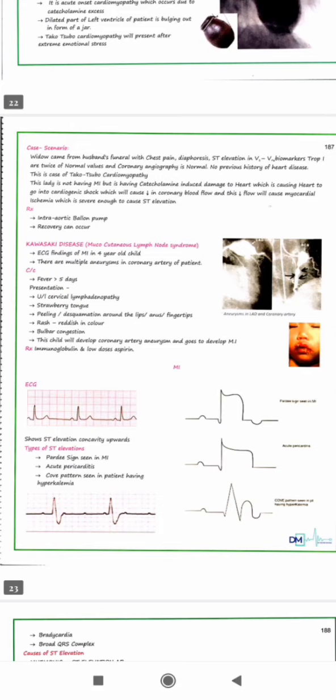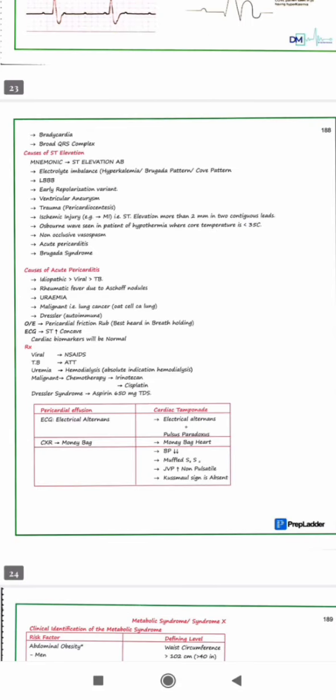Now in acute pericarditis the Cove pattern is seen. The causes of ST elevation we can remember by the mnemonic ELEVATION, that is electrolyte imbalance, LBBB, and the rest of these. Now the causes of acute pericarditis are idiopathic and others. Investigation of choice over here. On examination, we're going to find the pericardial friction rub. The ECG will give ST elevation along with concave shape. Now the cardiac biomarkers will be normal. Now the management will be viral. TB we're going to check, uremia and malignancy also we're going to check. Now in Dressler syndrome, aspirin is given around 650.